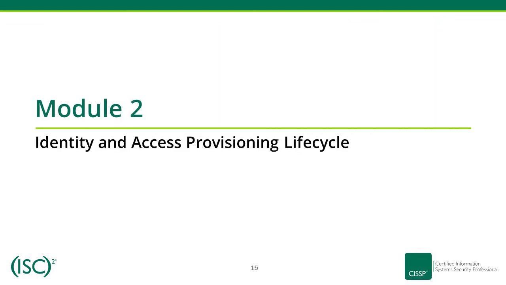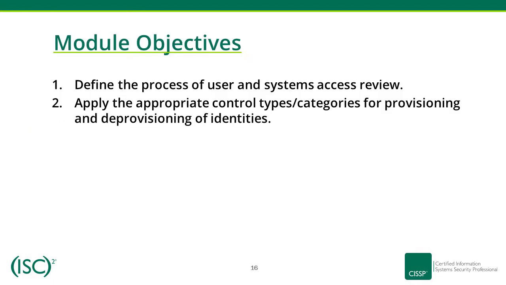Module 2. Identity and Access Provisioning Lifecycle. Module objectives. Define the process of user and systems access review. Apply the appropriate control types or categories for provisioning and deprovisioning of identities.